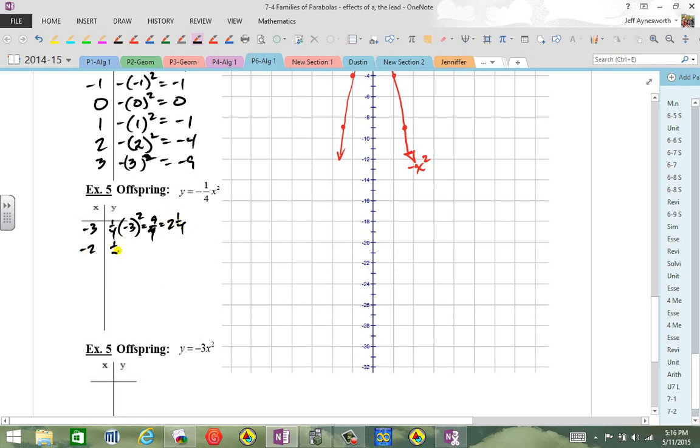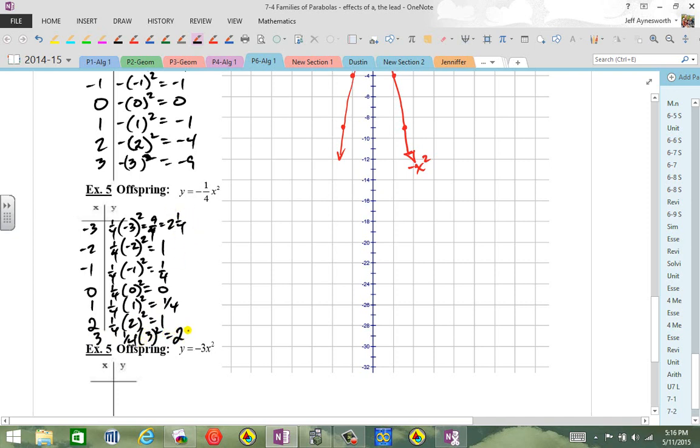So, now let's do it a couple times. Negative 2, so 1/4 of negative 2 squared. Square the negative 2 to get 4. Divided by 4, you get 1. Negative 1, so 1/4 times negative 1 squared. Negative 1 squared is 1, times 1/4 is 1/4. 0, 1/4 times 0 squared, that's obviously 0. And then you repeat it. 1/4 times 1 squared, that's 1/4. 2, 1/4 times 2 squared, that's 2 squared is 4. Divided by 4 is 1. And the last one, 1/4 times 3 squared, that's 9 divided by 4, which we already did above.